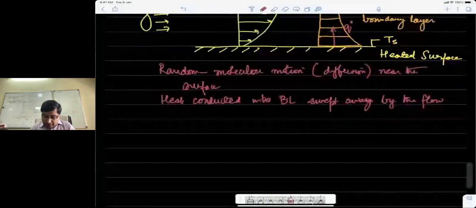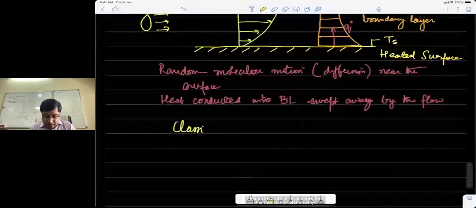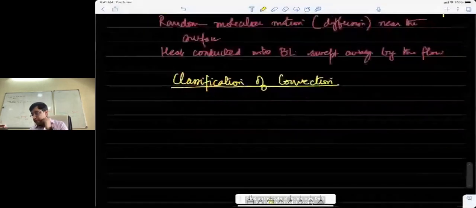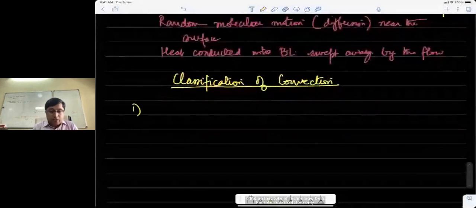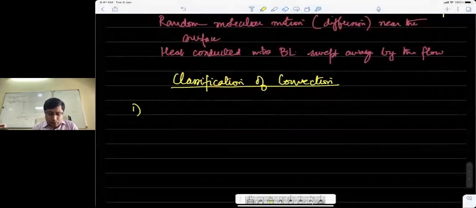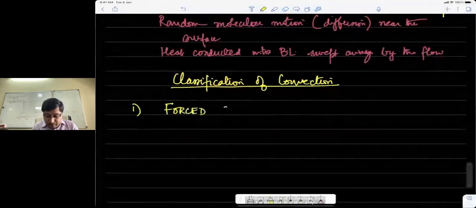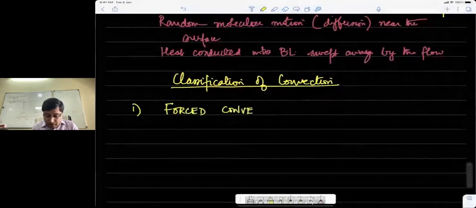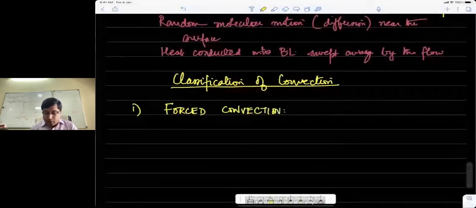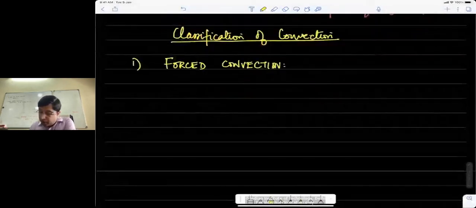Now there can be different types of convection in practice. So we can classify convection heat transfer modes based on some characteristics. So the first mode that you will see, and which will be more frequently used than anything else, is what is called forced convection. As the word suggests, we are going to force the convection mode of heat transfer.